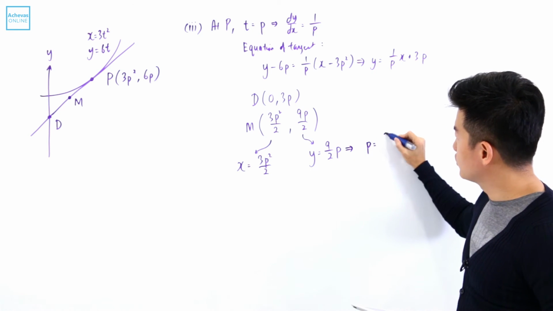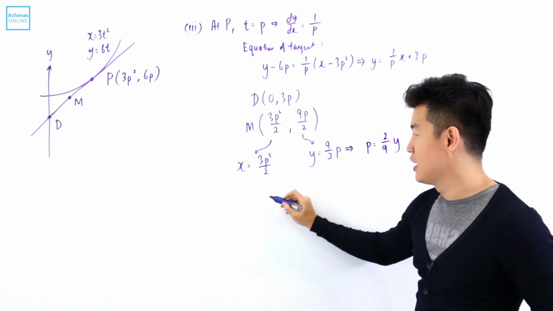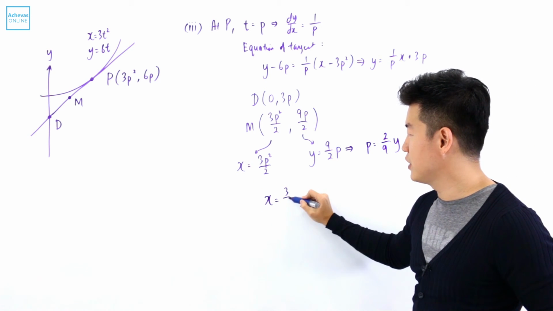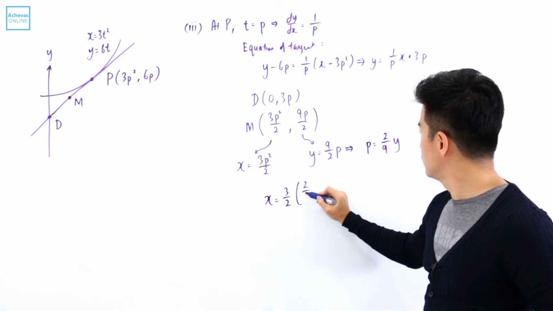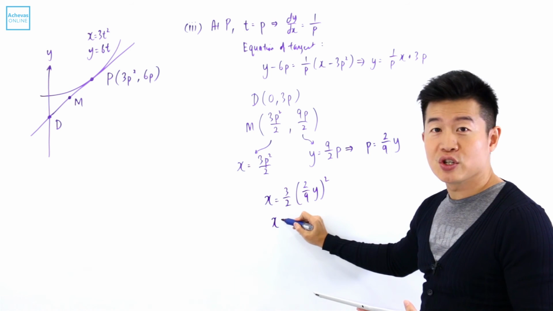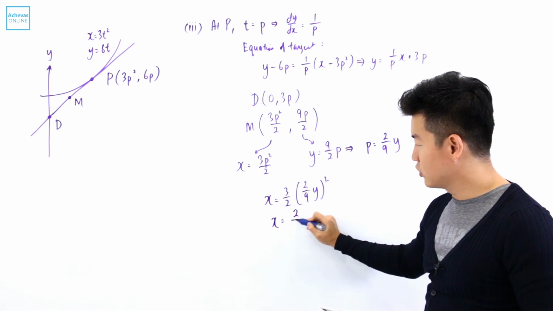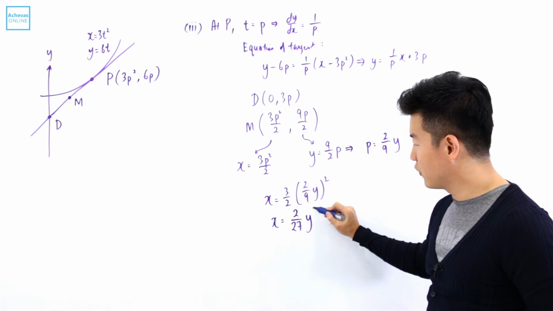Okay, so for this that I have here, I'm going to make p the subject. So p is equal to 2 over 9 y, and I'm going to sub this back into x. So x is going to be equal to 3 over 2 of (2 over 9 y) squared. So the Cartesian equation of the locus of the midpoint of PD should look like this. This is x equals 2 over 27 of y squared.